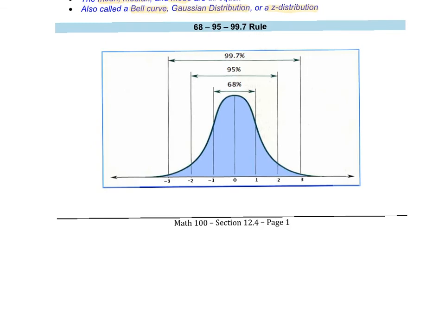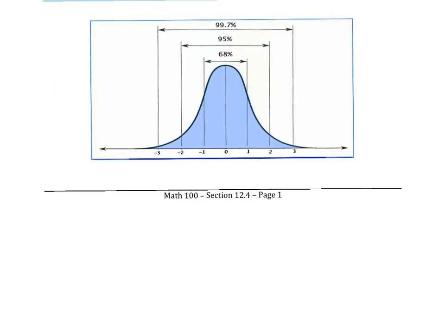What's nice about a normal distribution is we have what we call the 68, 95, 99.7 rule. What that says is that 68% of your data items will fall within one standard deviation above the mean. So that would be represented by this shaded portion of the graph. And then that -1 means one standard deviation below the mean. So 68% of all your data items will fall between plus and minus one standard deviation.